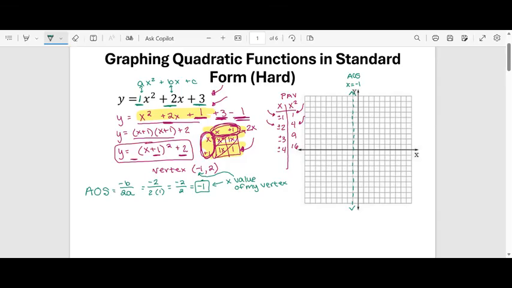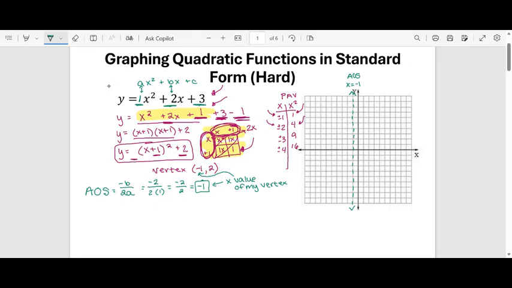I have no idea where my vertex is on that line. It could be up at 9, it could be down at negative 7, it could be anywhere on that line. So what I'm going to do is find the y value of my vertex. And to find the y value of my vertex, I just take the x value of my vertex and plug it into my original equation.